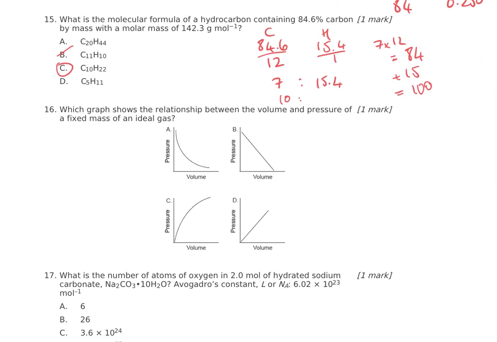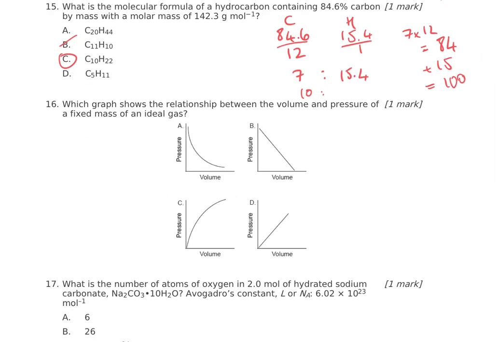Okay. Number 16, the graph shows the relationship between volume and pressure of a fixed mass of an ideal gas. So remember, as volume decreases, pressure would increase. Okay. So as volume increases, pressure would decrease. Okay. So if we look as volume increases in all of these, pressure would decrease. So I know that C and D are incorrect. Okay. And it wouldn't be a straight line, it would be inversely proportional. So it's going to be A.